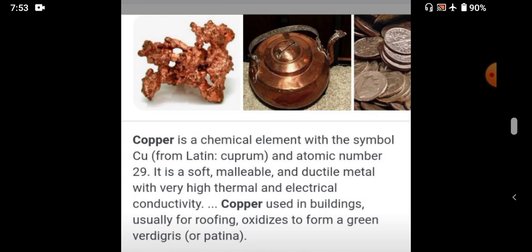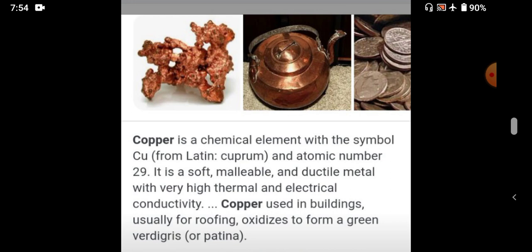Copper is a chemical element. Its symbol is Cu. What is the atomic number of copper? 29. It is a soft metal. We use copper for many purposes. Which are the areas where we use copper, students? We use it to make varieties of electrical machines, wires, cables, etc. Which state is the largest producer of copper? Rajasthan. Rajasthan is the largest producer of copper.